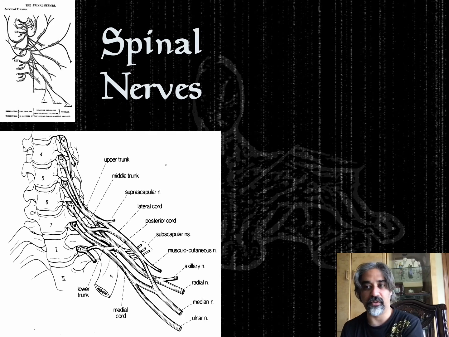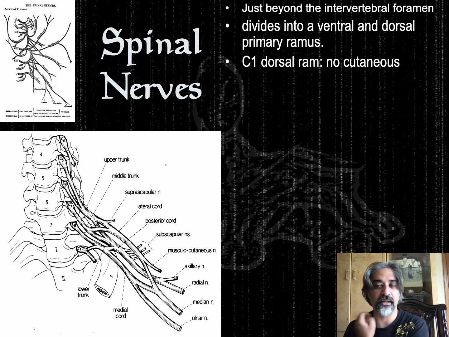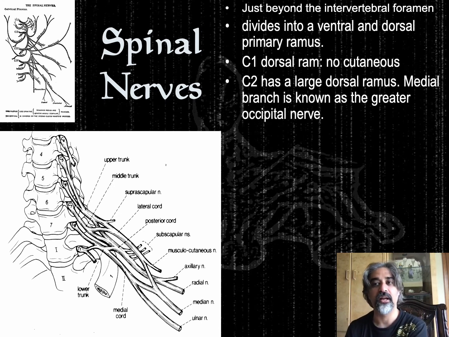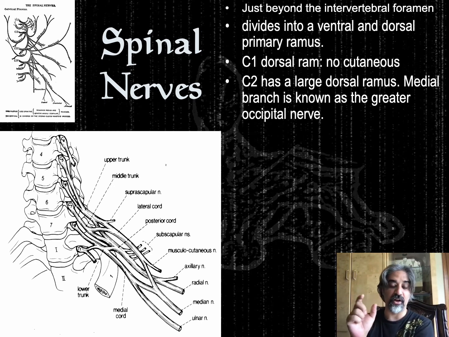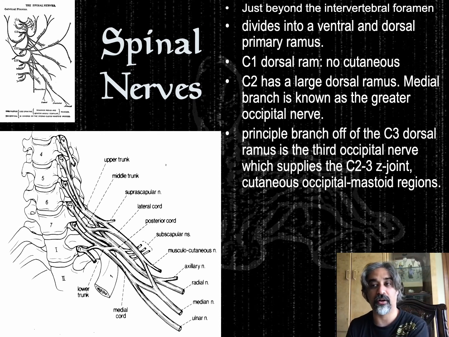The spinal nerves are just beyond the intervertebral foramen and divide into ventral and dorsal primary rami. The C1 dorsal ramus does not have a cutaneous component. C2 has a large dorsal ramus, and the medial branch is known as the greater occipital nerve, and this is very often targeted for injection. The principal branch off the C3 dorsal ramus is the third occipital nerve, or TON, which supplies the C2-3 Z joint, or facet joint. And so that's a target of interventional spine doctors as well.